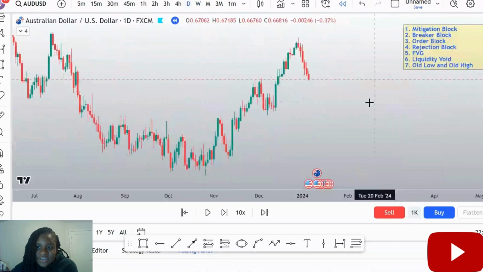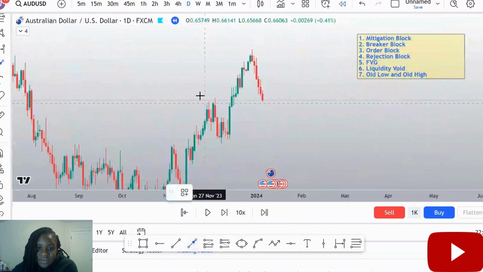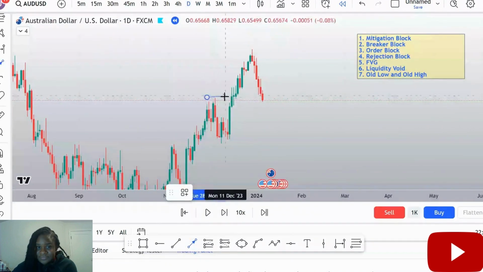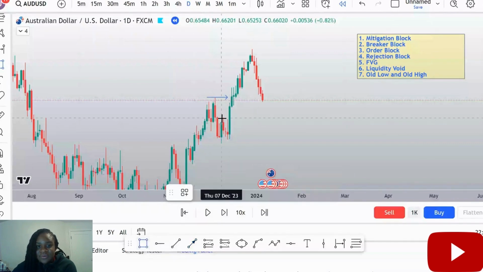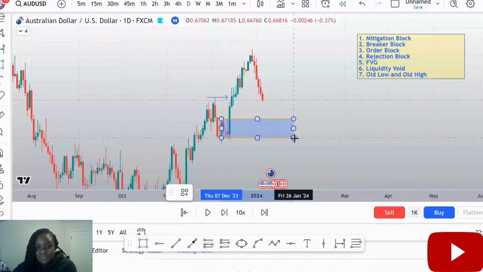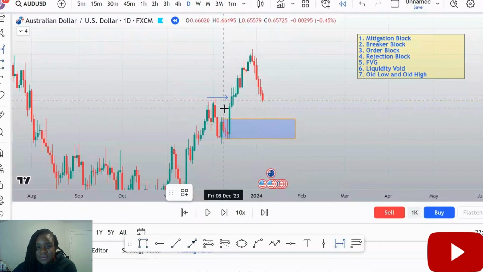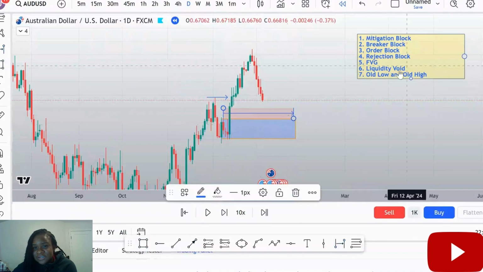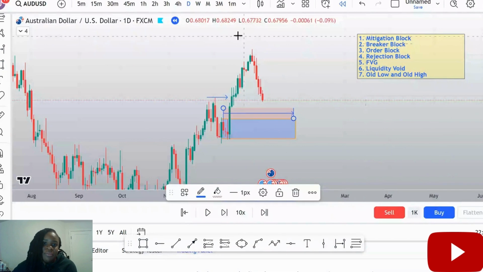On the 1 day chart, we come down here and I can see that there is a break of structure here. There is a break of structure here. There is an order block here. And also there is a fair value gap here. There is no liquidity void. There's no old lows or old highs. There's no rejection block. There's no breakout block.